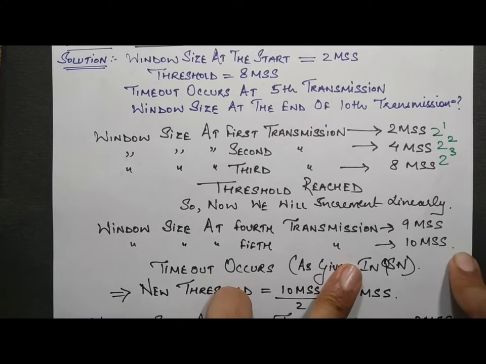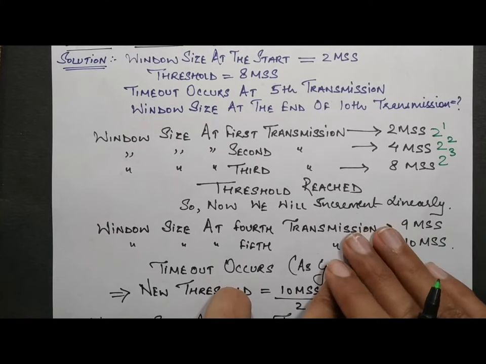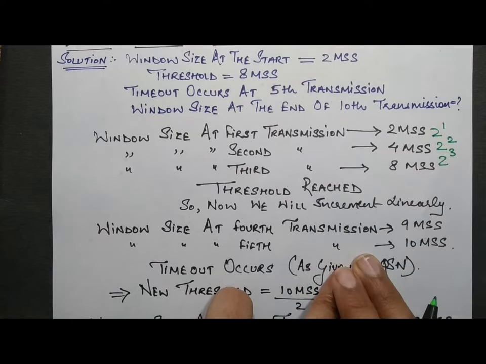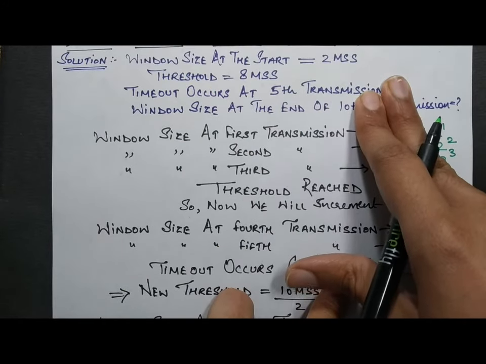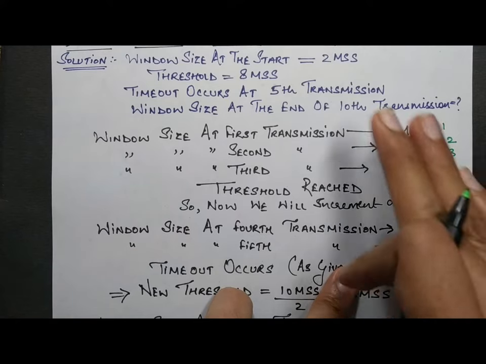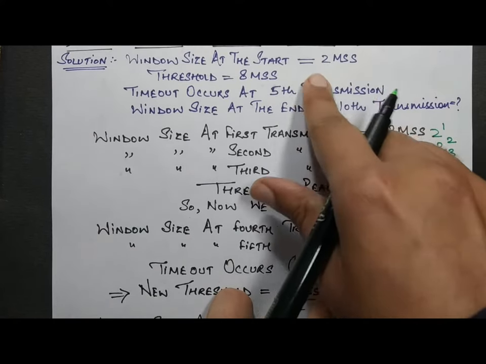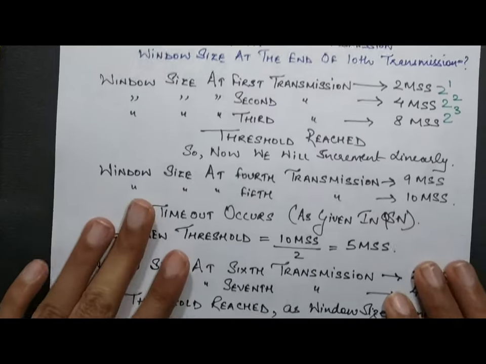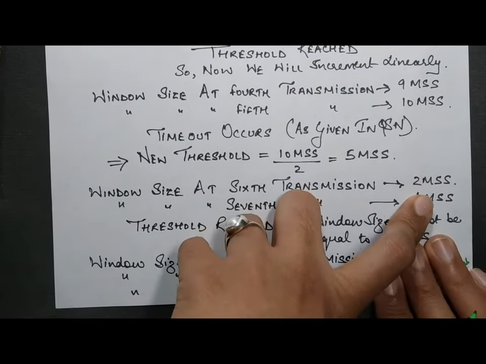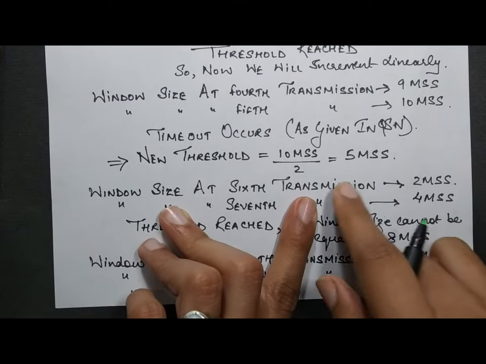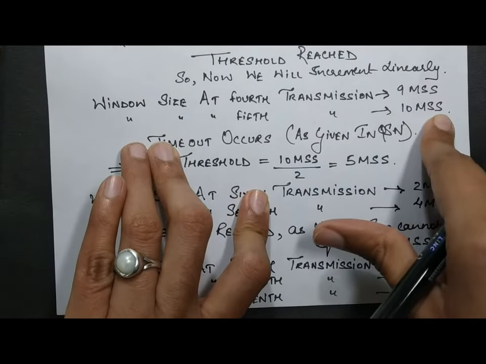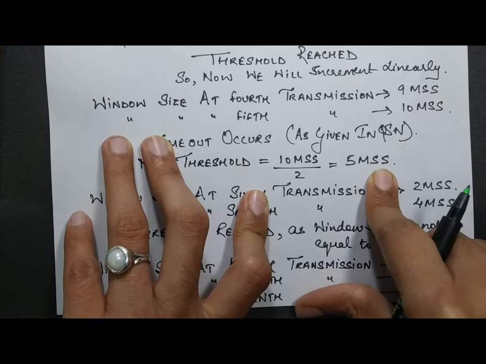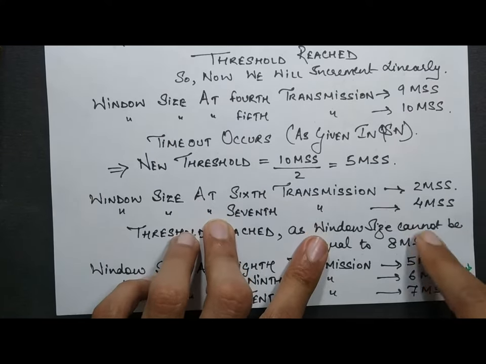Whenever a timeout occurs, you find a new threshold and you change the window size again to the smallest window size given to you. The window size at the start was given to us as 2 MSS. If it was not given, I would have changed it to 1 MSS. Since it was given as 2 MSS, I change it to 2 MSS again. Now the window size at the 6th transmission is 2 MSS. The new threshold is whatever the window size was, divided by 2. So it becomes 5 MSS.